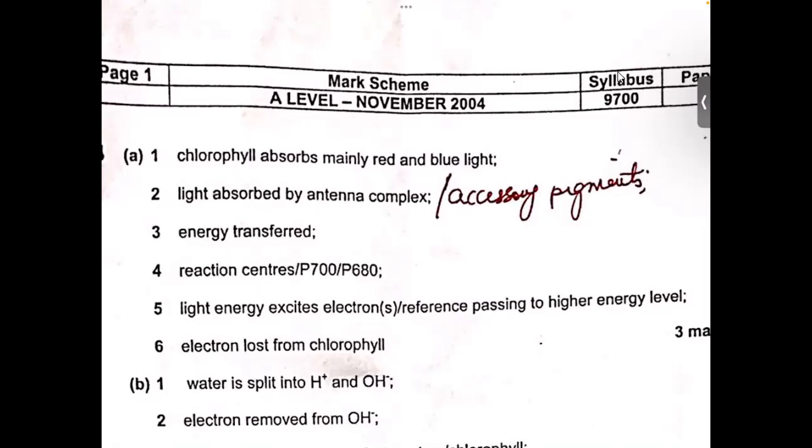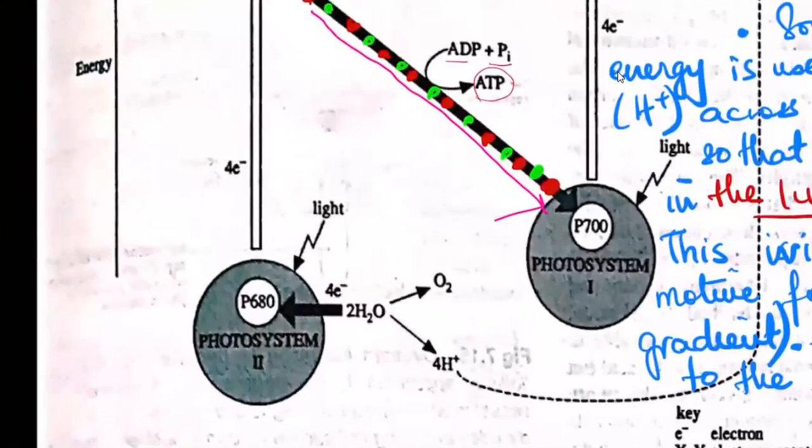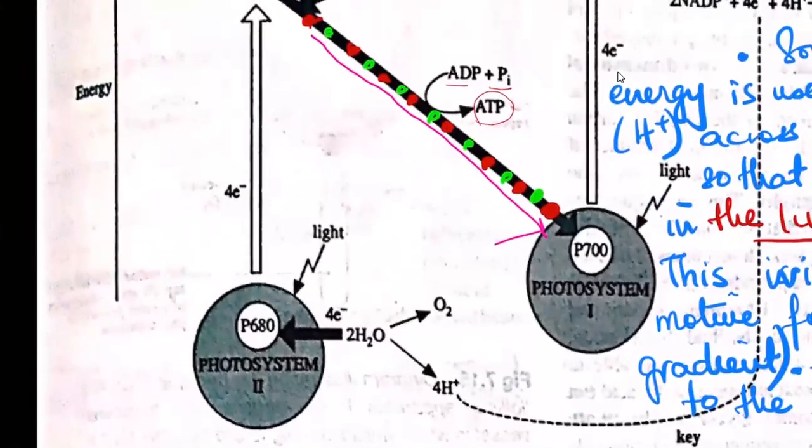Take a second. I'm going back to my slide. Look over here. When the light is falling onto photosystem 1 or 2, aren't the electrons lost? Okay, I get it, that makes sense. So the electrons are then lost.